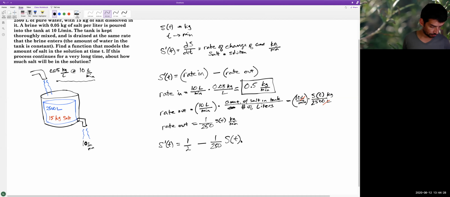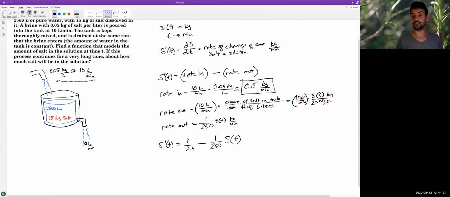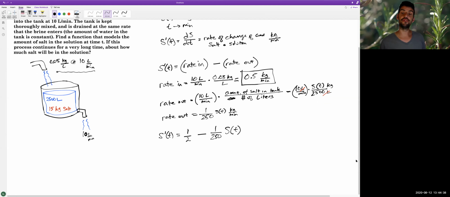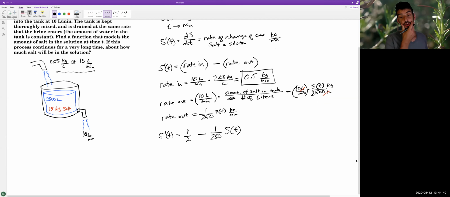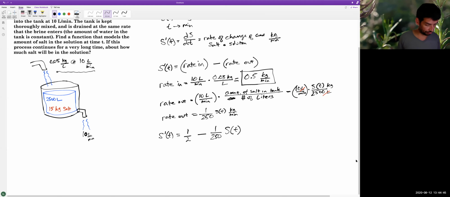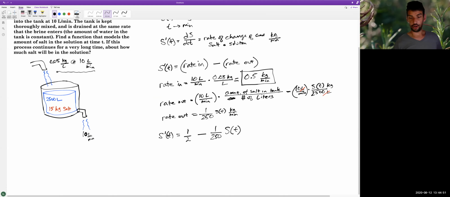And lo and behold, we have a differential equation, an unknown function S and its derivative S prime, okay? So now we see where this all led to. We still have to solve this differential equation, but we now know that we're in the realm of differential equations. So let's do a little bit of work.